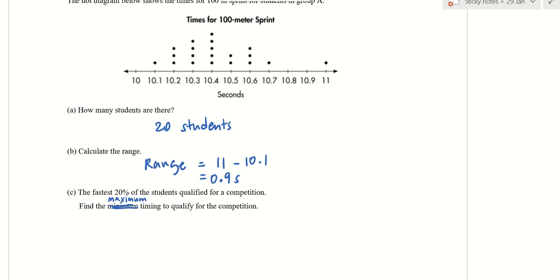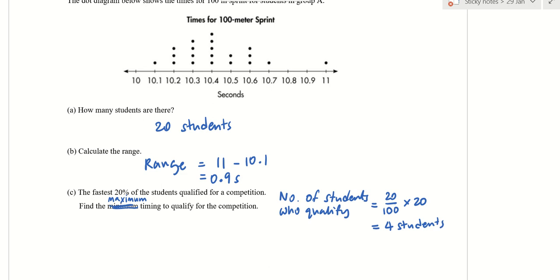So 20% of the students. So we write down number of students who qualify. 20%. So 20 over 100, we have 20 students. We are only looking for the top 4 students. So who are the 4 students with the shortest times?